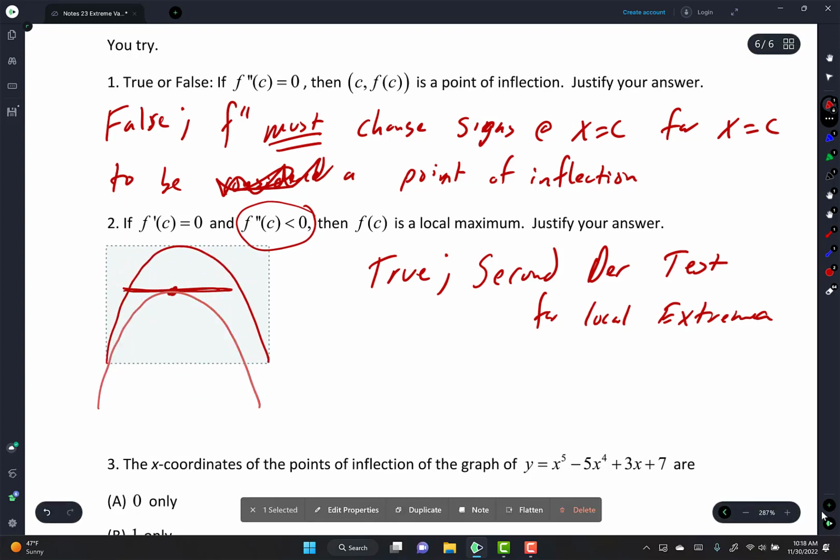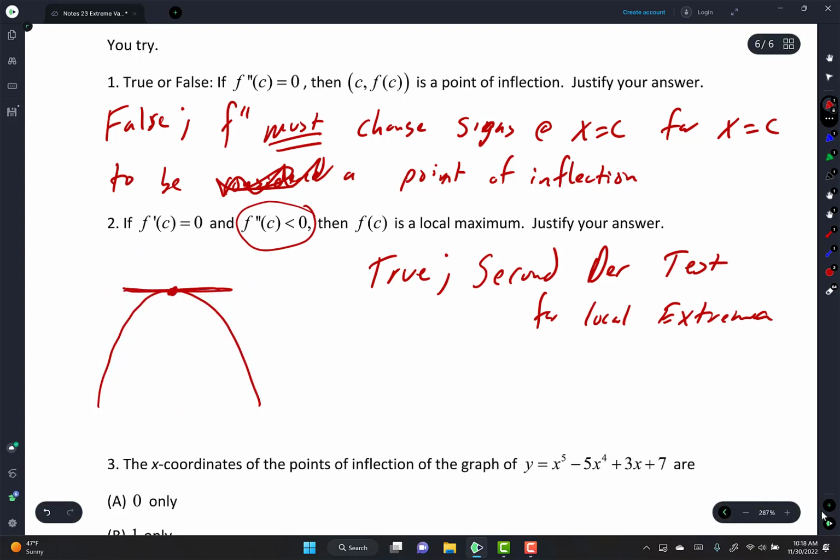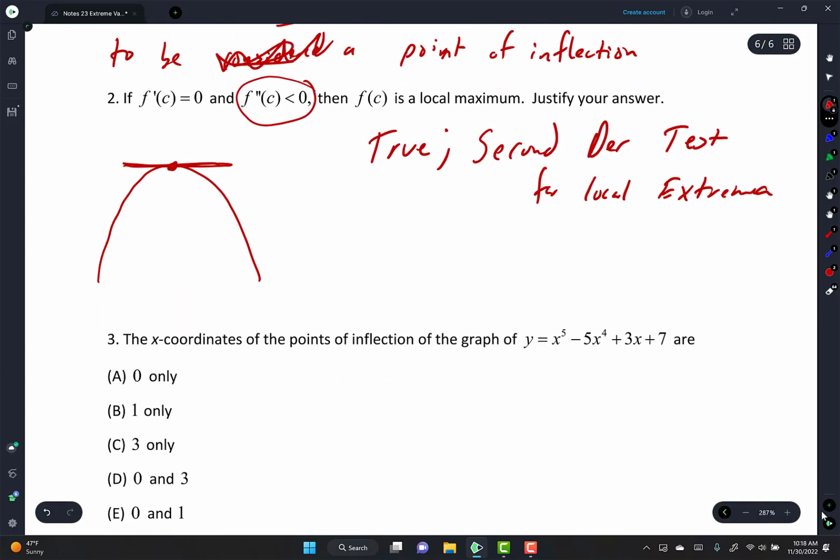Well, we've been so wordy. Oh, we're still going to be wordy. All right, here we go.